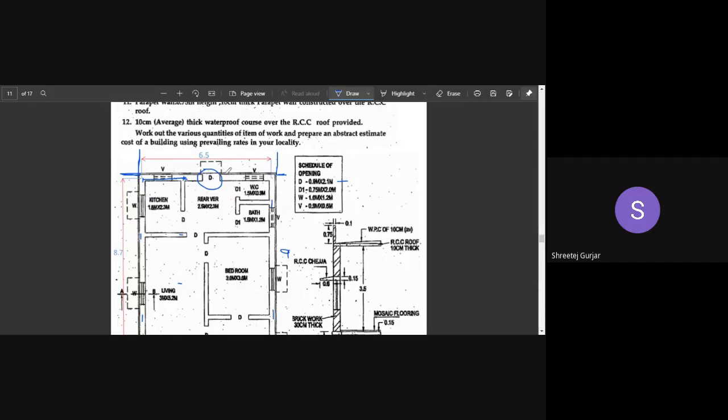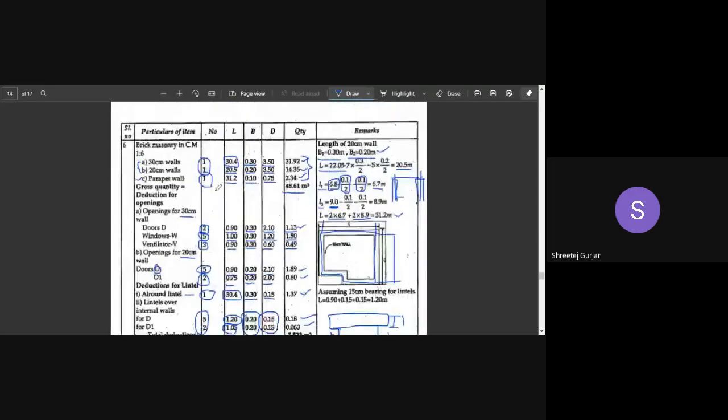So considering some amount of bearing, that is 15 centimeter bearing on each side. Considering 15 centimeter bearing on each side, the length will be 1.2, 2 in number. I've shown you 2 in number, and this is your projection, that is, if this is your RCC chhajja, let me just draw. So this distance is 0.6, that is your projection. This is 0.6, and this is your lintel over here.